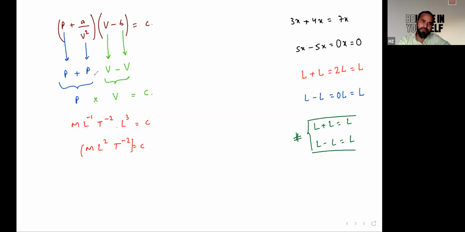Now we have P plus P. If two physical quantities are added, we can take them as a single part. So we can say P plus P is equal to P itself, as we have already defined L plus L is equal to L itself. Similarly, the next expression is volume minus volume. So it would represent volume itself. Now we're left with nothing but P into V is equal to C. We have the dimension formula for pressure and for volume. Just put them and try to solve for C.